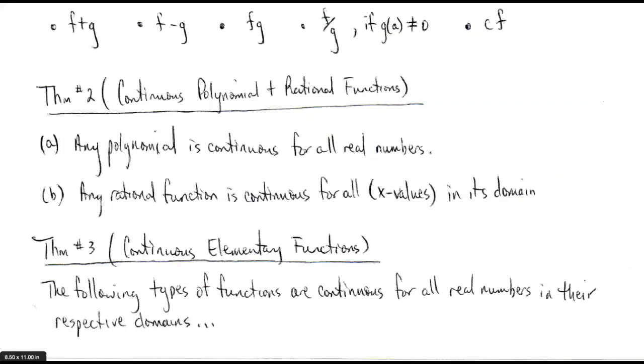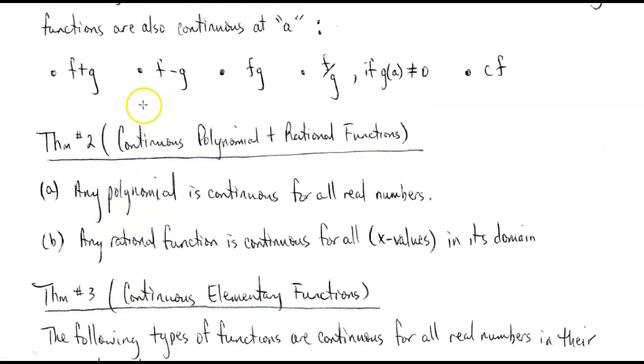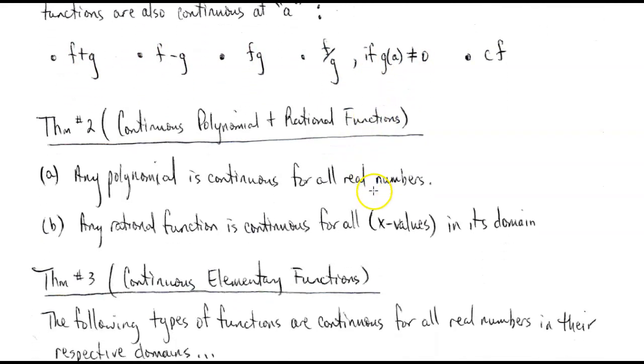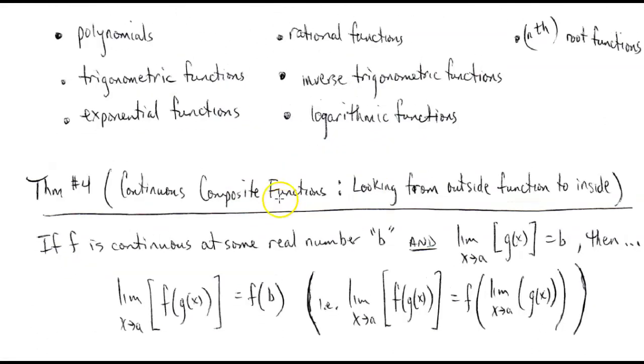Looking back at the theorems, theorem number 3 says that if we have two functions and we know they're continuous, then we can form the sum, difference, product, quotient, and constant multiple of those functions, and those would also be continuous. Polynomials and rational functions are continuous, and in addition, so are trig, exponential, logarithmic, inverse trig, and radical or nth root functions.